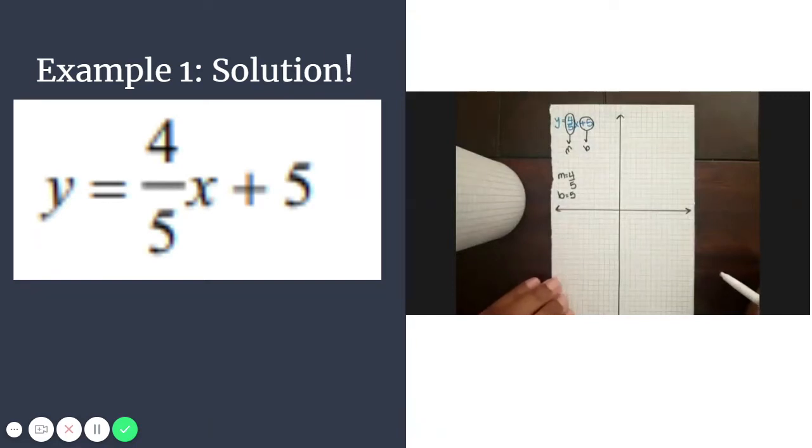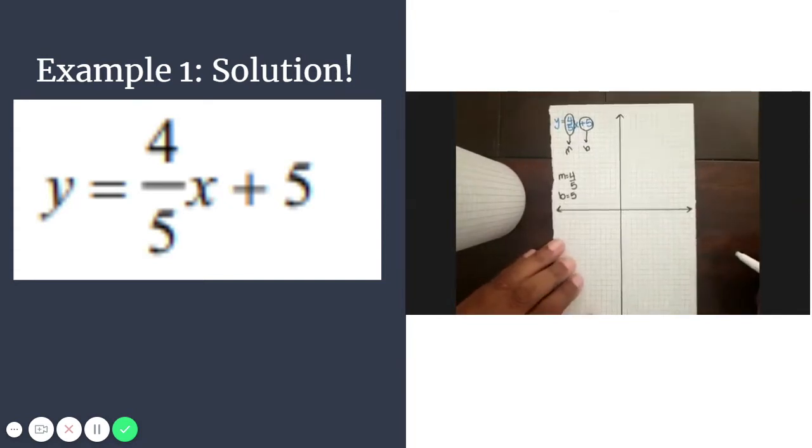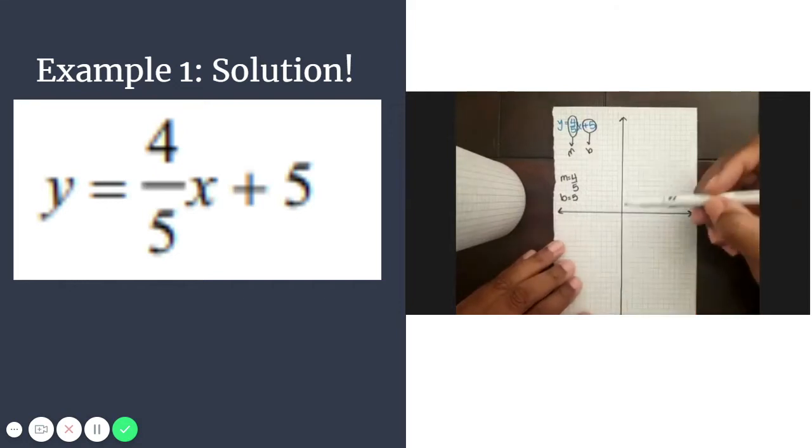Now I'm going to plot my points. Remember, using your slope and your y-intercept, I'm going to plot my y-intercept first on the y-axis. My y-intercept is 5. I'm going to start here at the origin, go up 1, 2, 3, 4, 5, and plot my point. Now from that point, I'm going to use my slope to plot my second and third point. Remember, we want to plot 3 points.